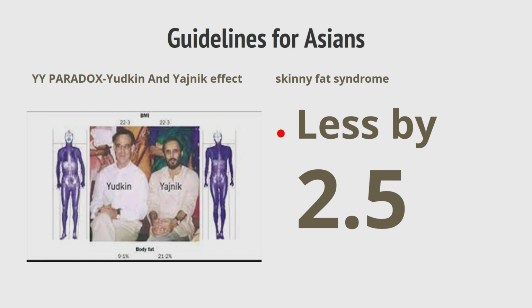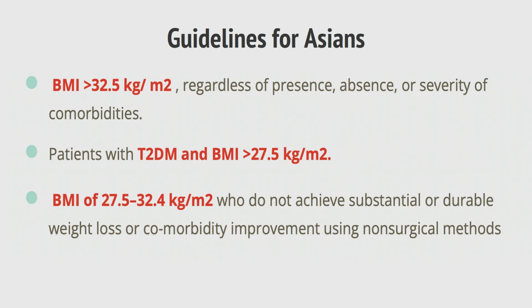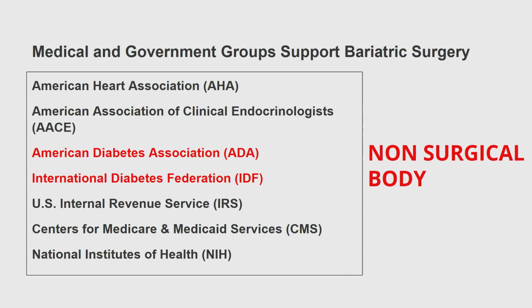That puts us at more risk for obesity-related disease and obesity risks. So there was a need to revise the BMI parameter for Asians, and the IFSO gave that we should reduce the BMI parameter by 2.5 kilogram per meter square. So the parameter for Asians, or we can say for Indians, is that a patient who has a BMI of more than 32 is a candidate. The patient who has diabetes, even at 27.5 kilogram per meter square BMI, should be subjected to obesity or metabolic surgery. And the patient who has failed to respond to all medical and lifestyle measures, with a BMI of 27.5 to 32.4 kilogram per meter square, should be subjected as well.